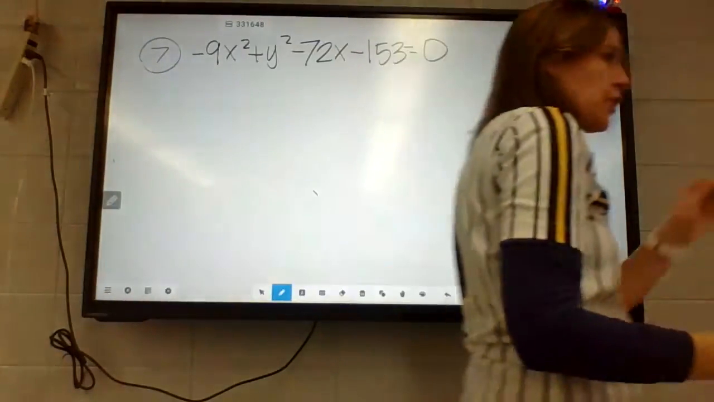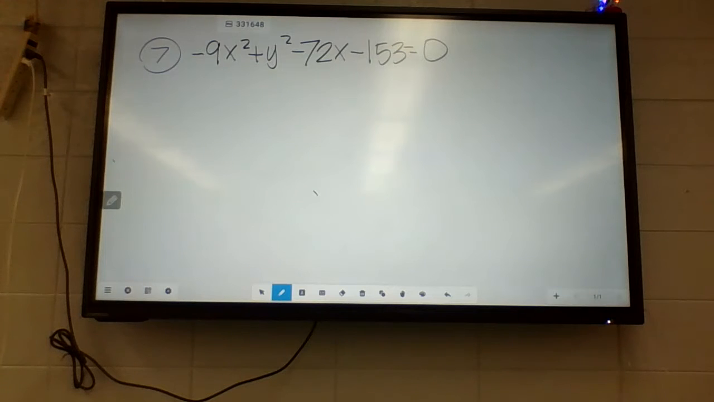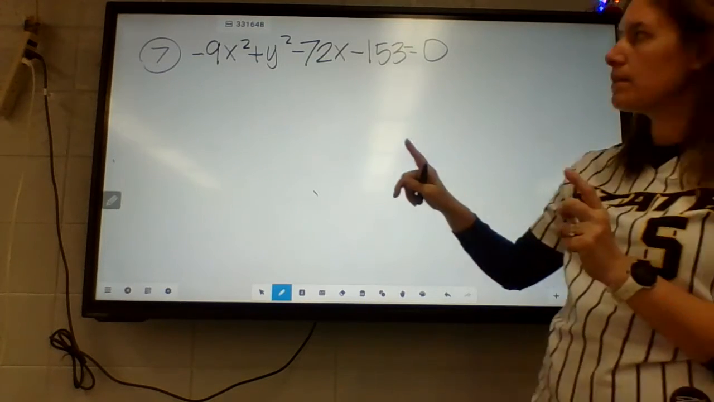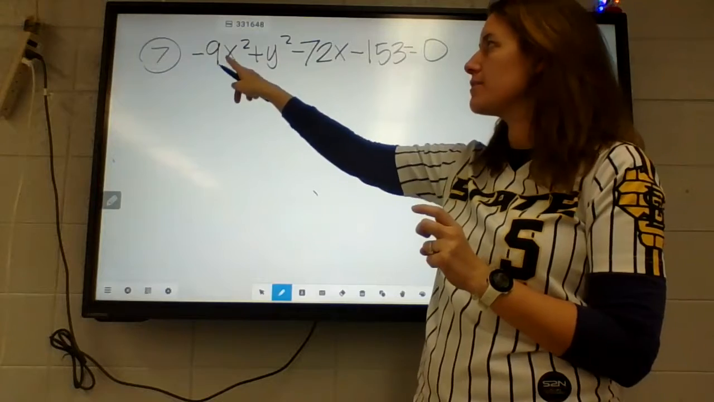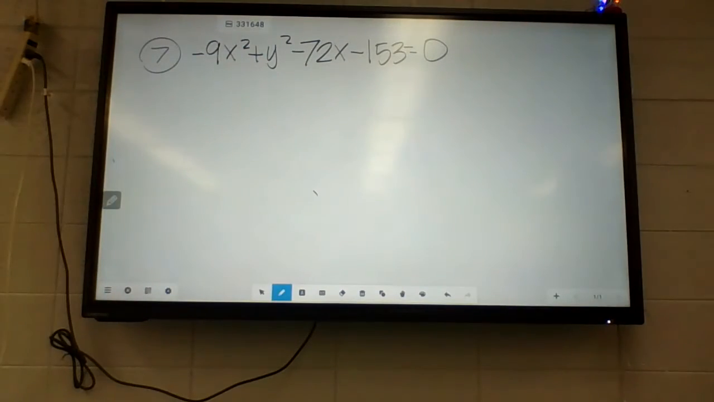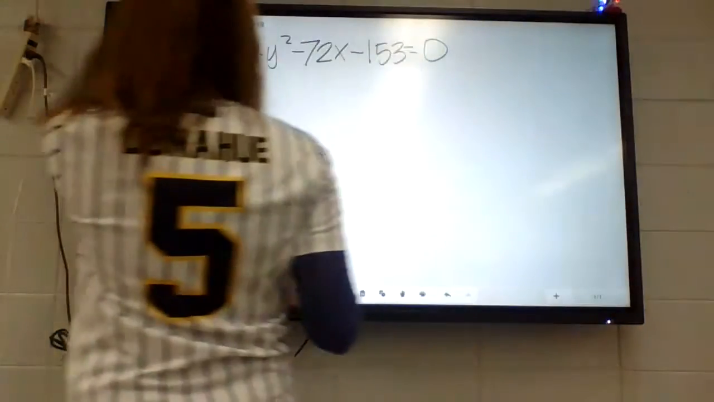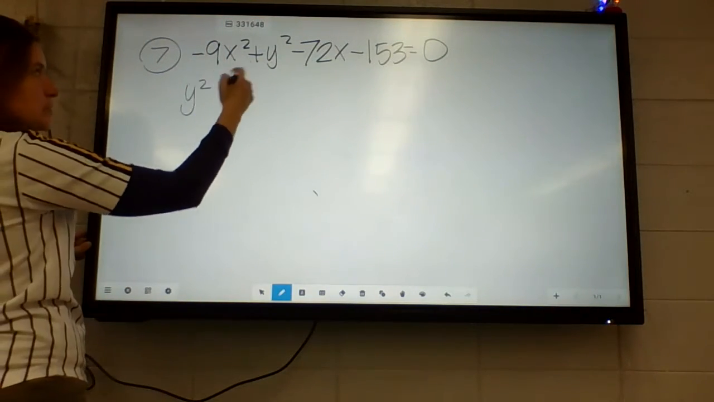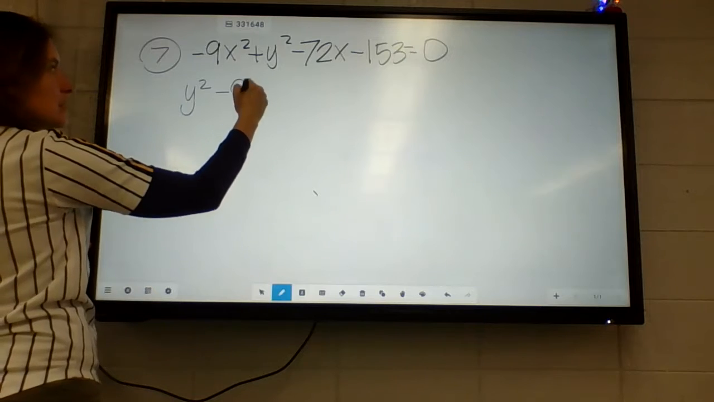First of all, determining which type of shape this is. So they're both squared. So we bypass parabola, but they're not both positive. So since the x is negative, the coefficient is negative, that tells us this is a hyperbola. So we're going to kind of rearrange things for that. So I like putting, obviously, the positive one first, because that's what we're used to. So I'm going to put the y squared first.